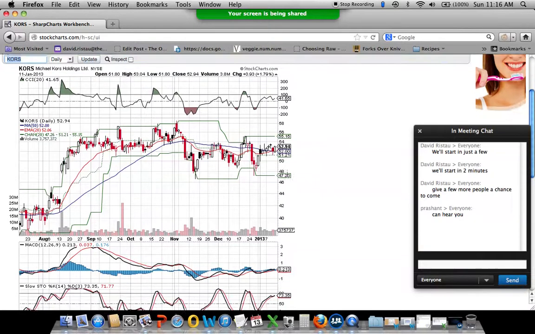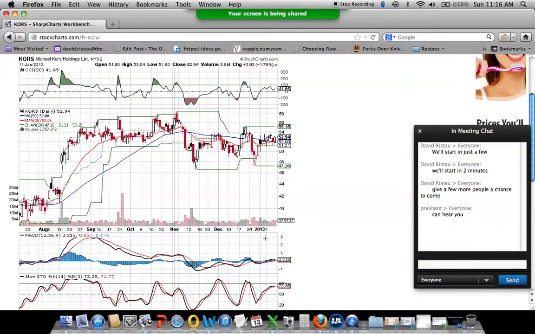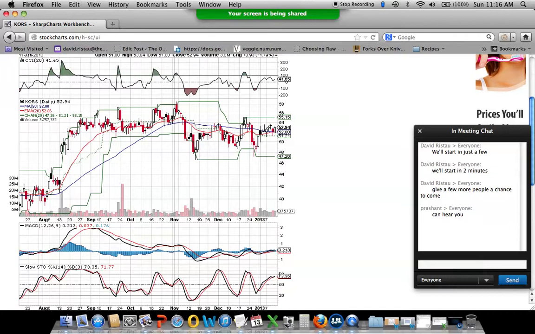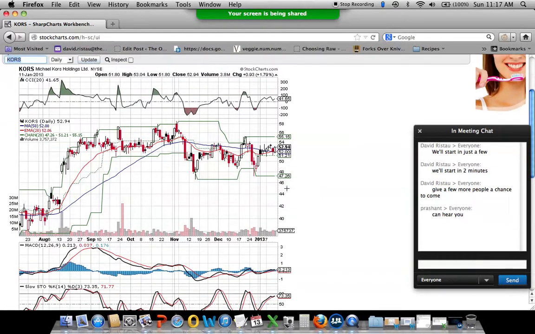The other thing I want to look at is MACD building. I don't see a really strong build for MACD. And I also see slow stochastics already at 73, and I want to see them closer to down here. So for me, I want every single technical indicator to line up exactly the way I want, because there are 6,000 stocks to trade, and we don't trade just to trade, we trade to make money. So we want all the things to line up the way we want them.